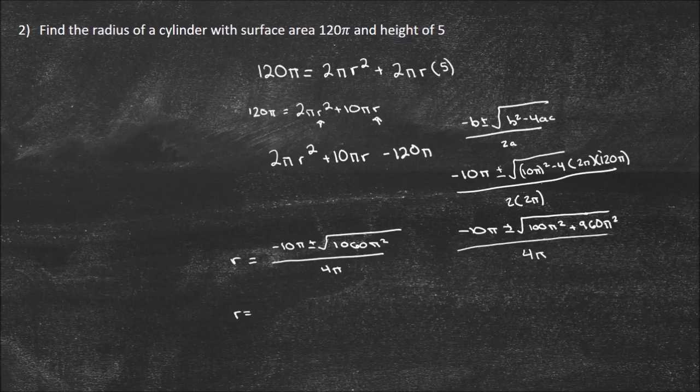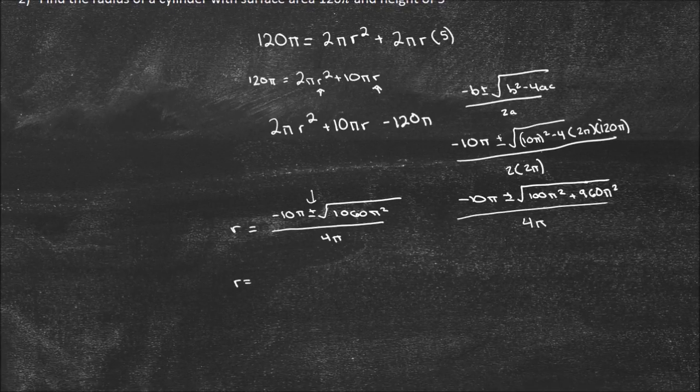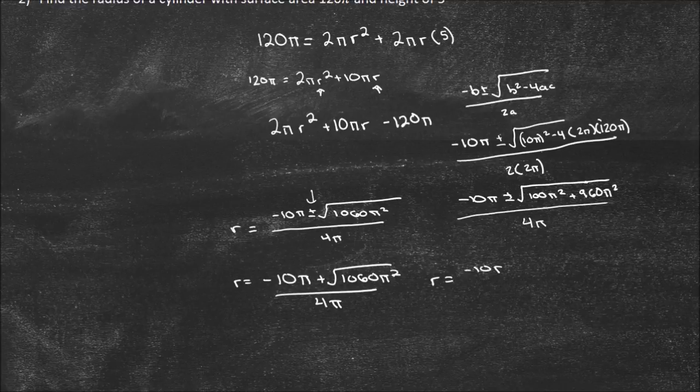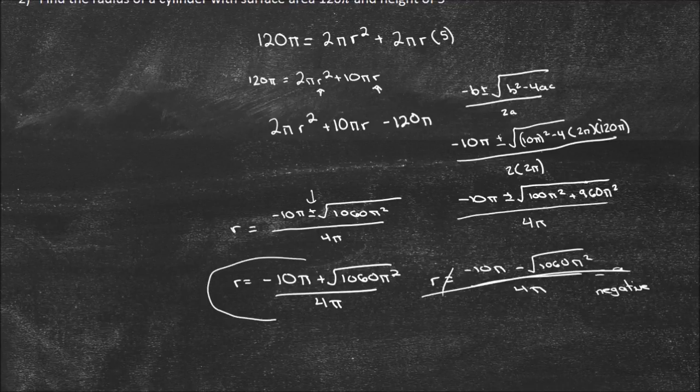So let me write out what I'm doing here. I'm thinking of our 2 solutions because this plus and minus gives us 2 answers. So negative 10 pi plus the square root of 1060 pi squared, divided by 4 pi, is one of our solutions. And then there's another solution, r equals negative 10 pi minus the square root of 1060 pi squared, divided by 4 pi. But this solution is not going to be correct because this is going to be negative, and radiuses cannot be negative. It's got to be a positive number, so that is wrong. This is the radius of our circle.